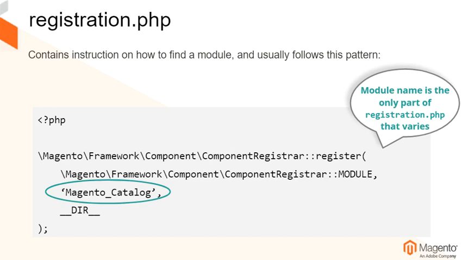Here's an example of a registration.php file. This file follows a typical pattern. The only thing you will change here for your module is the module name, for example, MagentoU_MyModule. Note that the module name must match the module path, so the registration.php file and the MagentoU_MyModule should be located either in app/code/MagentoU/MyModule/registration.php or in the vendor folder, vendor/magentou/module-my-module.